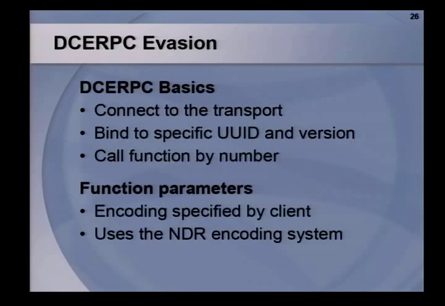So the basic way DCERPC works: you connect to a transport. You connect to a socket, or you're on SMB and you say, open up this pipe so you can connect to a service. Then you say, I'm going to bind to a UUID. A UUID tells what specific service you want to bind to. So you say, I want to bind to this UUID and this version of that service. And then you say, I want to call function 4, and then you pass a bunch of arguments. So that's the basics of how it works. All the encoding of how the data is being transferred is handled by the client, and it uses what's called NDR for encoding of all the data.